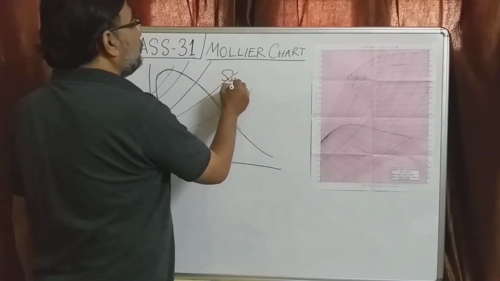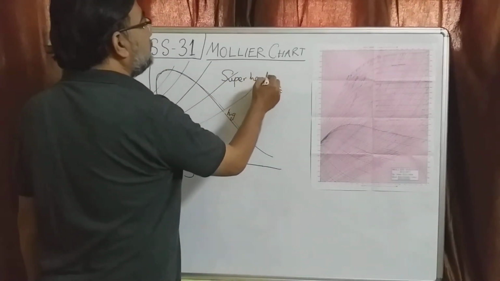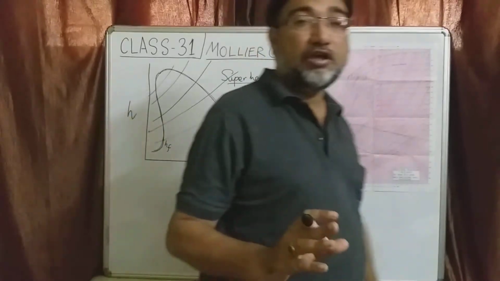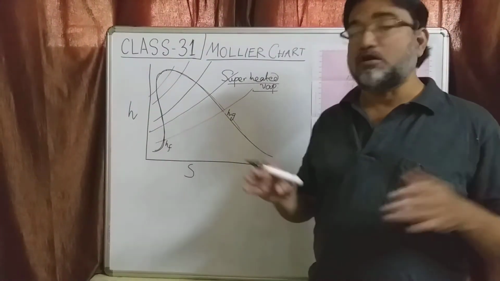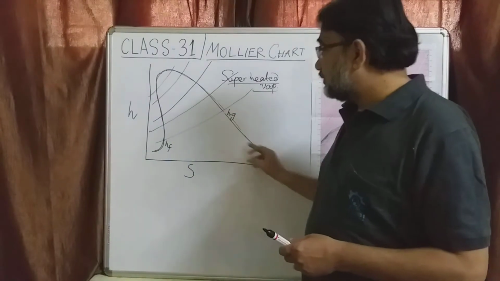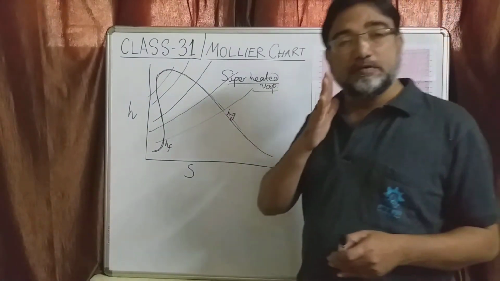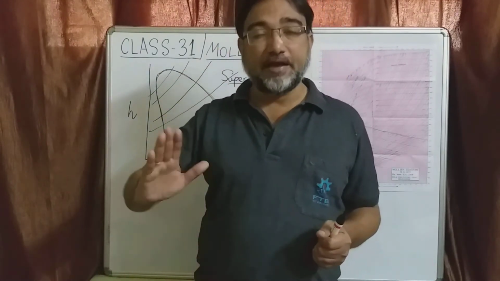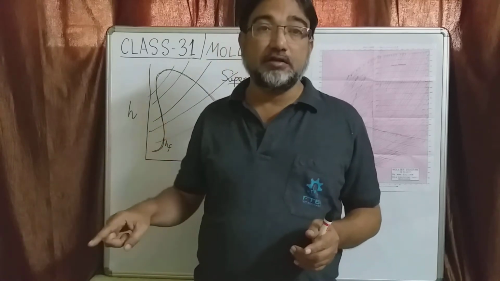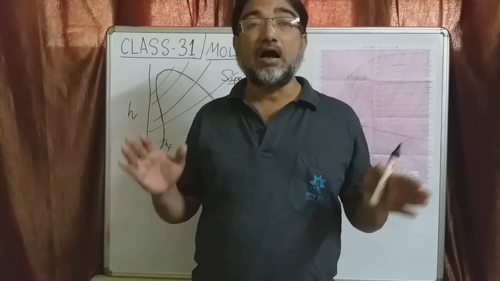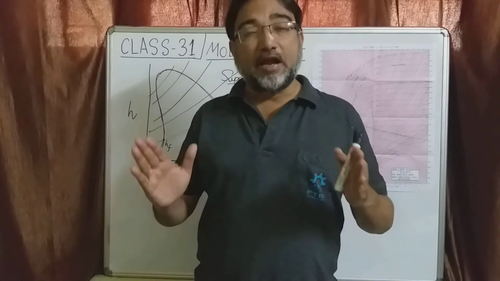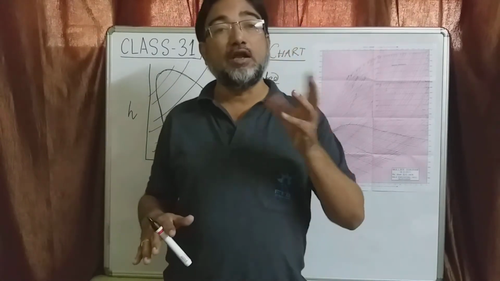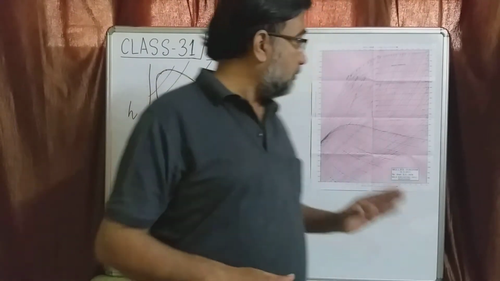This point is the superheated vapor. In the superheated vapor zone, the steam tables do not give you the property value. Steam tables are confined to the dome along with the saturated lines. So you get the value of Hg, Sg, Vg, Vf, Hf, etc. But the properties with this f and g are only on the saturated line. And in the transition zone also, using the steam table, you can get the property values. But what about the superheated zone?